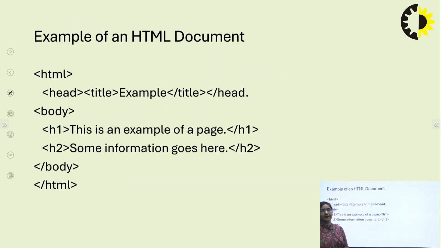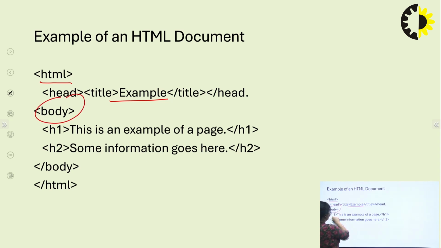Let's see, this is an example of an HTML document. As we all know, what is an example of an HTML document? It will have an HTML tag, head tag, body tag and all those things. Similarly, we are having an HTML tag. In this tag, we are having a head tag. In title, we are having the word example. So at the top of the web browser, in the title bar, example will be visible over there.